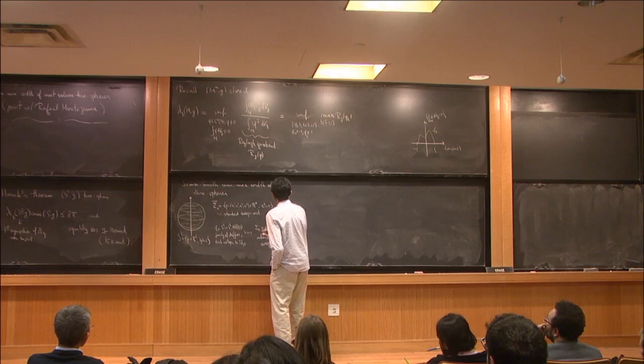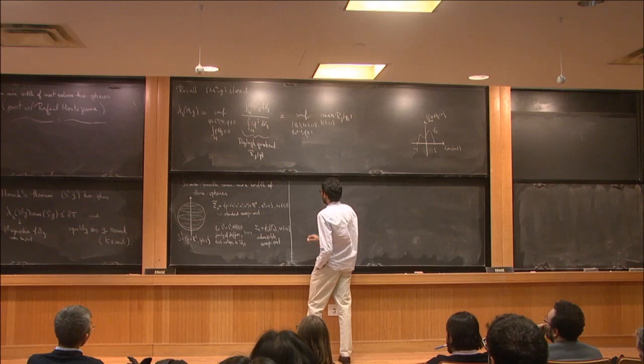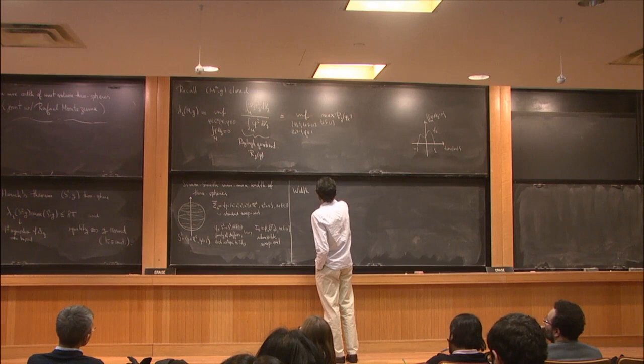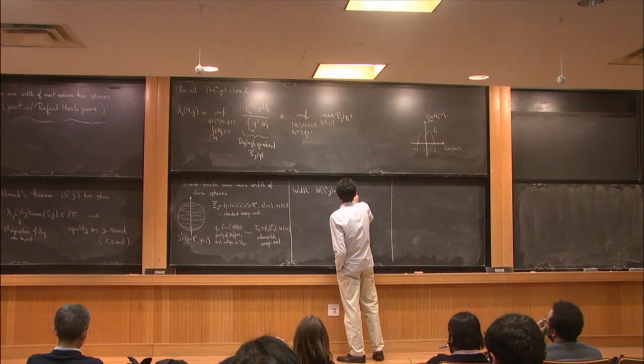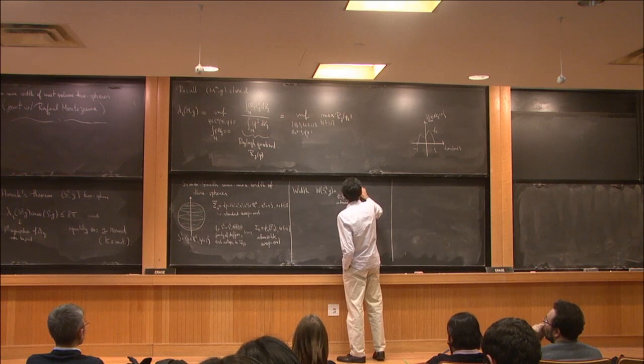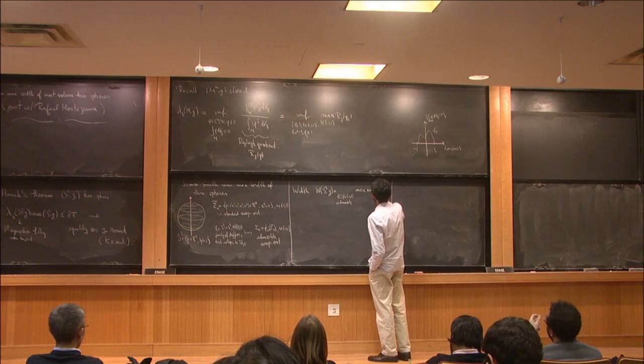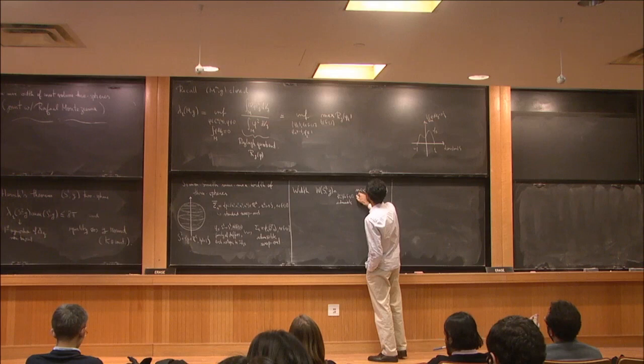Right, and now we'll define our min-max invariant. So given any Riemannian metric on the three sphere, for each admissible family, we compute the maximum of the area of the slice with respect to the given metric, and then we take the infimum.